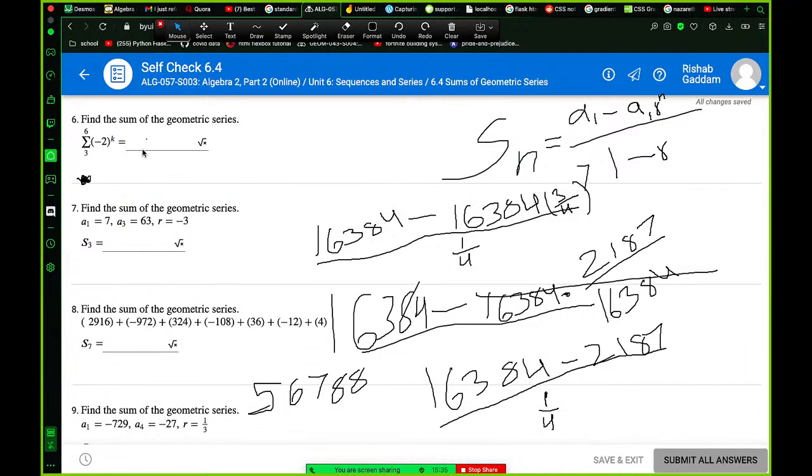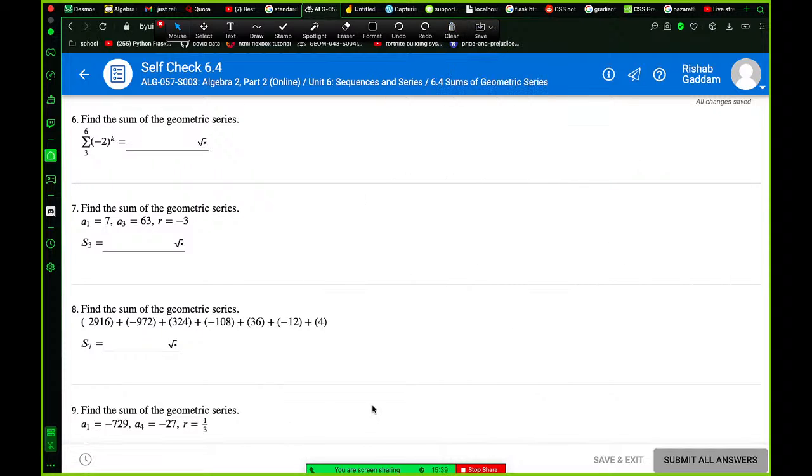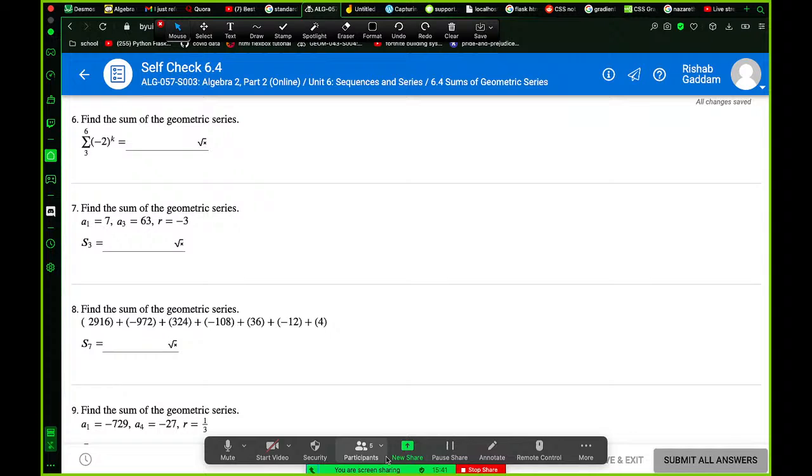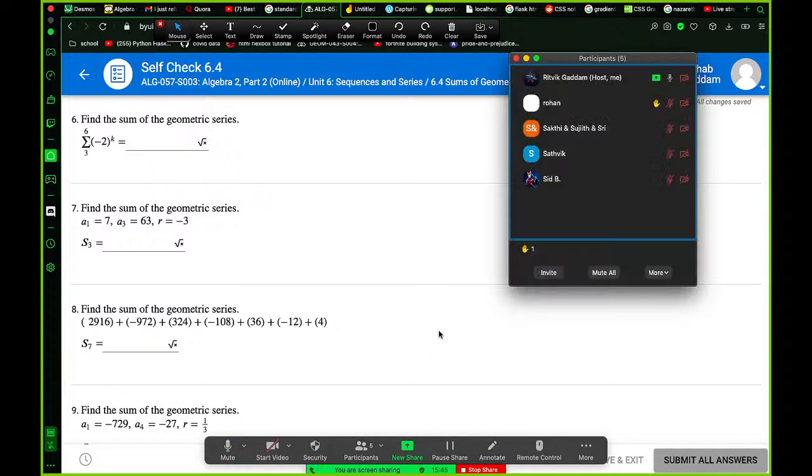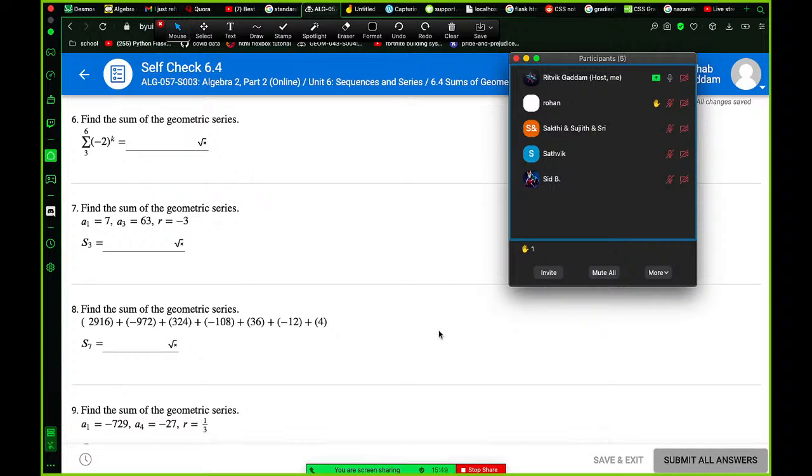Find the sum of the geometric series. So if you want to do number 6, then raise your hand in the participants list. Rohan, you can do this one.